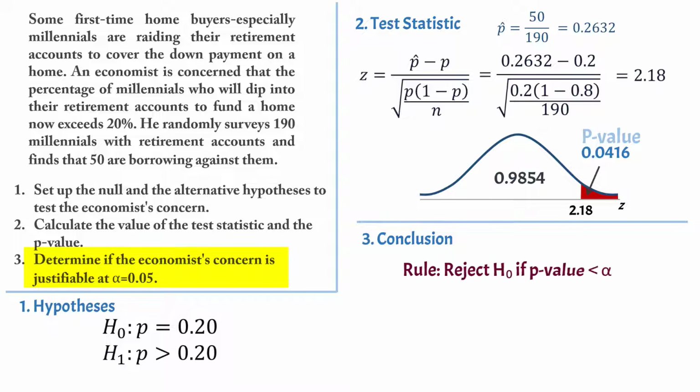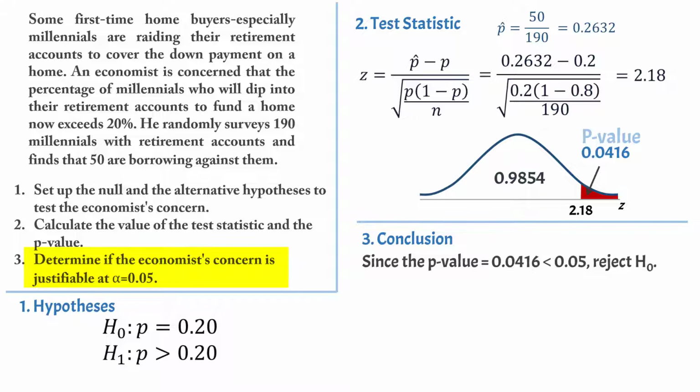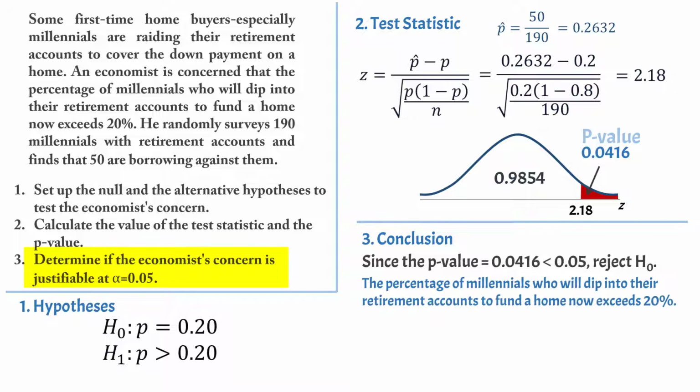Finally, we determine if the economist's concern is justifiable at alpha equals 0.05. The rejection rule stipulates that we reject the null hypothesis if the p-value is less than the specified alpha. Since a p-value of 0.0416 is less than an alpha of 0.05, we reject the null hypothesis in favor of the alternative hypothesis. We therefore have enough evidence to conclude that the percentage of millennials who will dip into their retirement accounts to fund a home now exceeds 20%. We can thus conclude that the economist's concern is justifiable at alpha equals 0.05.